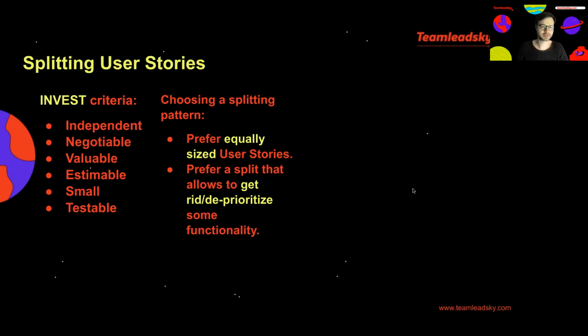If you're splitting an 8-point user story into two 4-point user stories, this is preferable compared to splitting an 8-point user story into a 2-point and a 6-point user story, because splitting into equal sized stories allows you to prioritize more easily and allows you to plan for your sprints more easily.